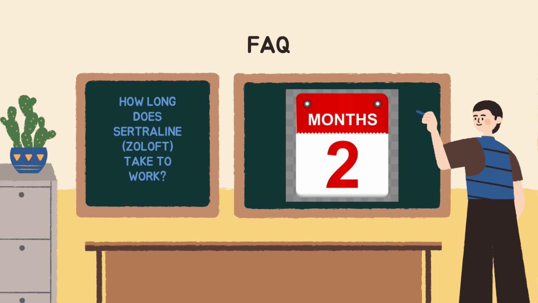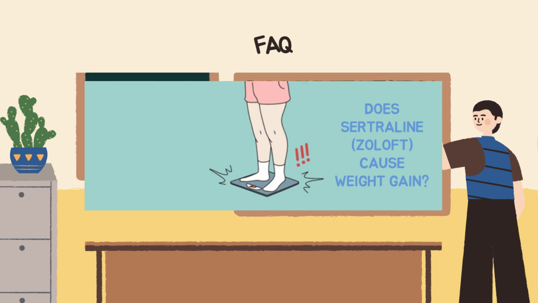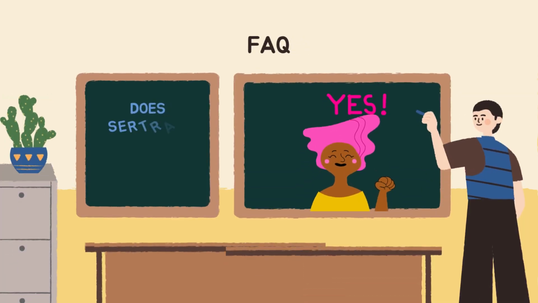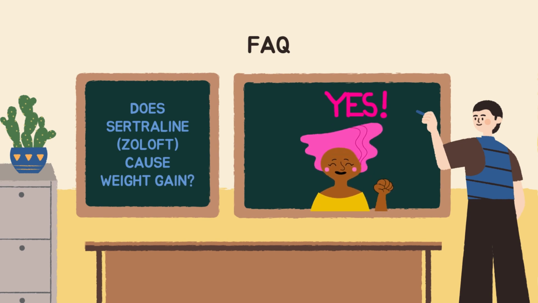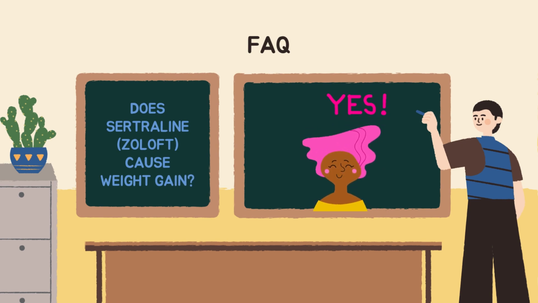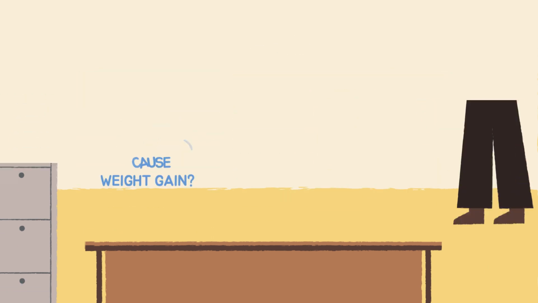Does sertraline, Zoloft, cause weight gain? Yes, it's possible to gain weight from taking sertraline, Zoloft. But sertraline, Zoloft, is less likely to cause weight gain compared to some other SSRIs, such as paroxetine, Paxil. During clinical studies, some people reported weight loss instead after starting sertraline, Zoloft. Talk with your provider if you're experiencing unexpected weight changes after starting this medication.